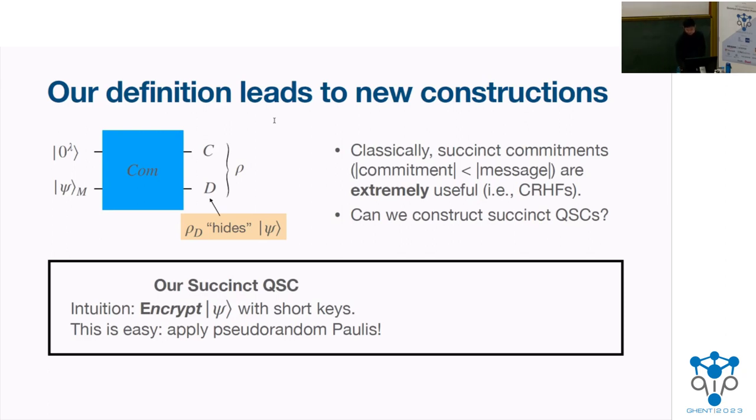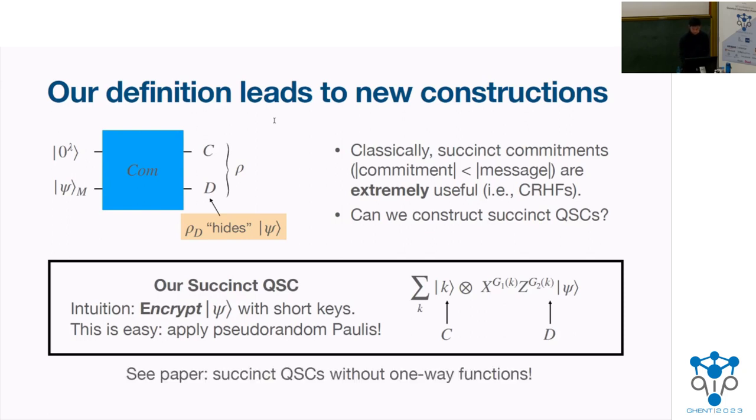And we can instantiate this using pseudorandom unitaries. So what we do is we initialize some register to a uniform superposition over all keys k, and then we apply a pseudorandom unitary onto our state psi. Okay, and this becomes a commitment, and this becomes a decommitment, and that's it. That's our succinct quantum state commitment. So this gives us succinct QSCs from PRGs, but we can actually construct them from potentially weaker assumptions. So we can actually do this using pseudorandom unitaries.